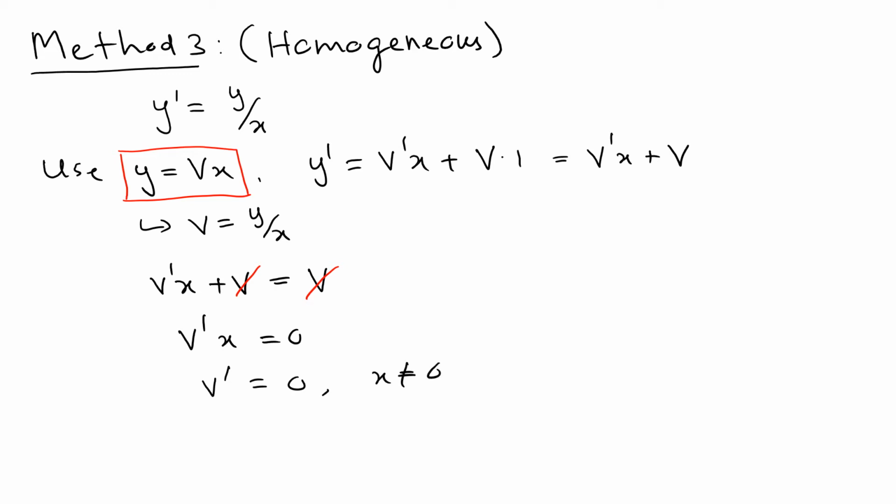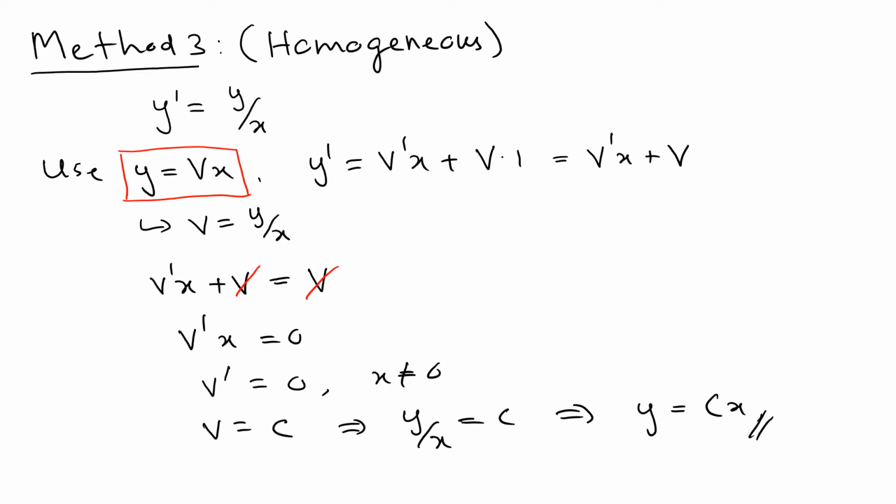So this says that with the derivative of v being 0, v has to be a constant. Now since v equals y over x, it says that y over x is a constant, and then multiplying by x, y equals cx as before, where c is a constant. So that's how we use the homogeneous solution method.